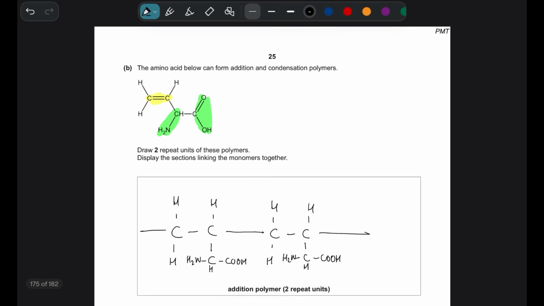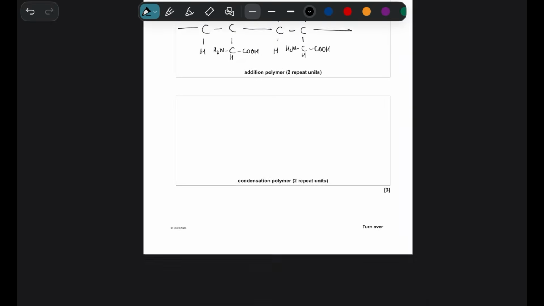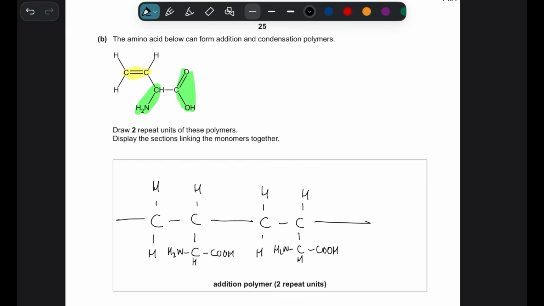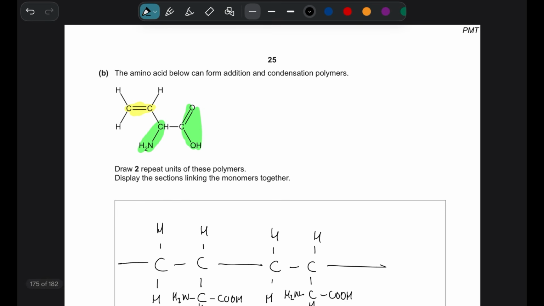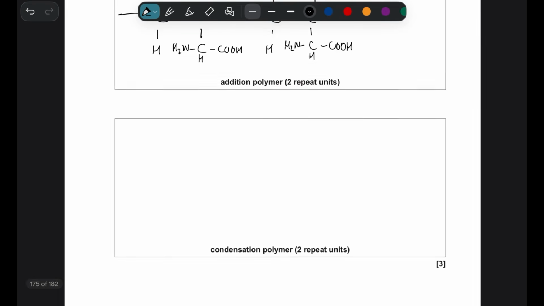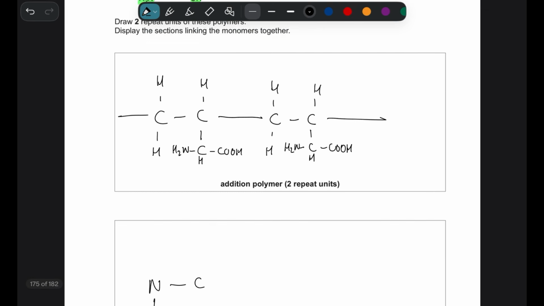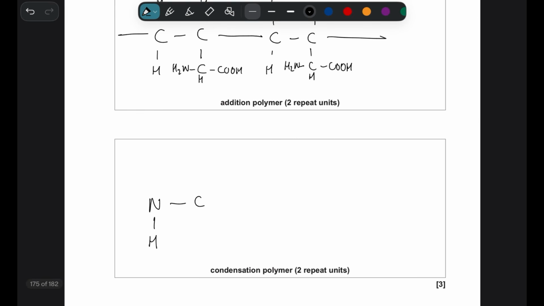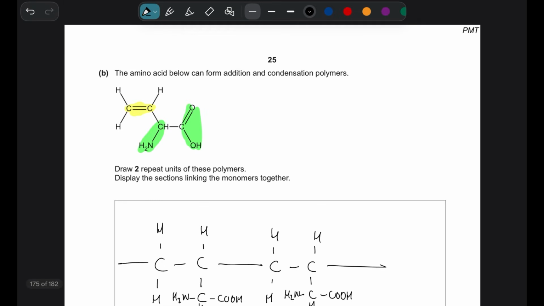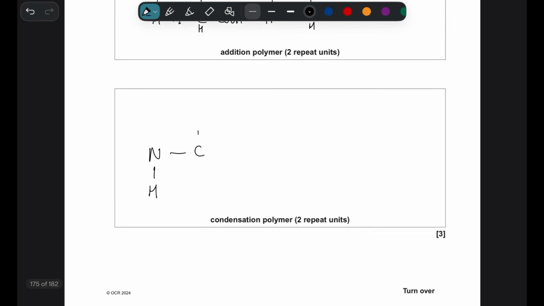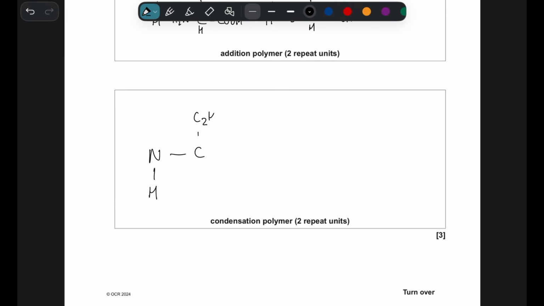Cool. Now, with the condensation polymer, this is a bit more difficult to draw. So we're thinking, okay, we need to join the amino acids together, or the parts of the amino acid together. Now, what I'm going to do is just make my life really easy. So in terms of the amide link, we've got that. Cool. Now, this carbon, the middle carbon, that R group, I'm just going to simplify it all down. So I've got 2 carbons, 3 hydrogens.